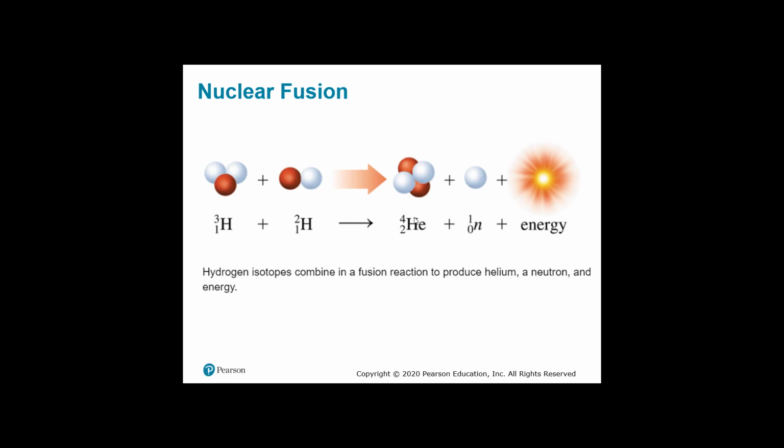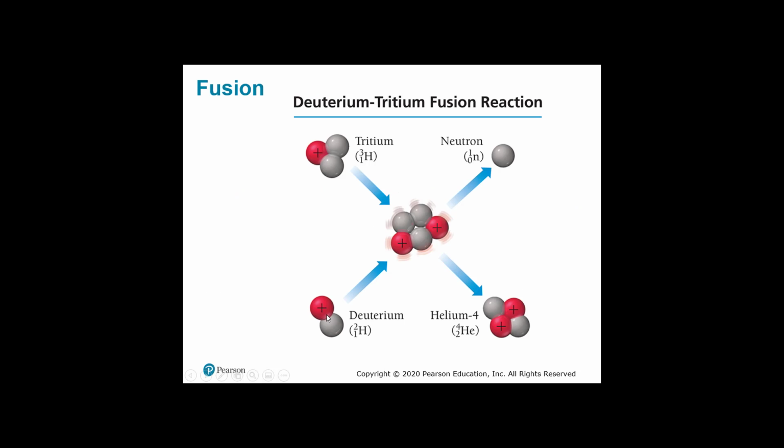So here's a slide from, I think, my other class. You can see that it's dealing with isotopes of hydrogen, ending up producing the helium. You can see helium here, a neutron, and then a lot of energy. So this combines to produce helium, a neutron, and energy, which is exactly what I said.